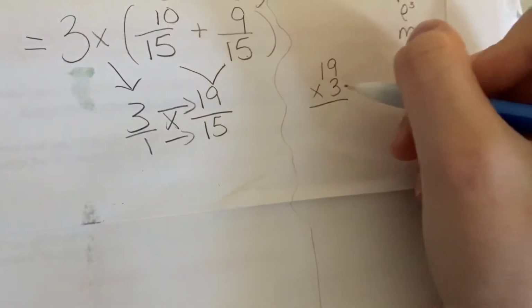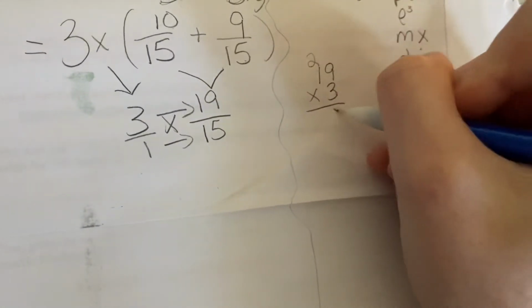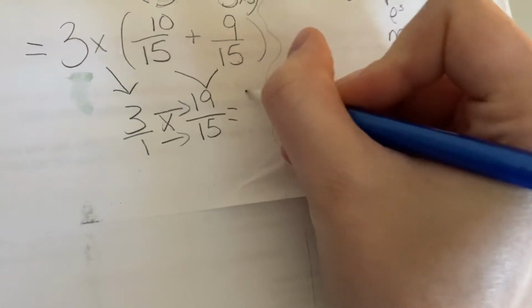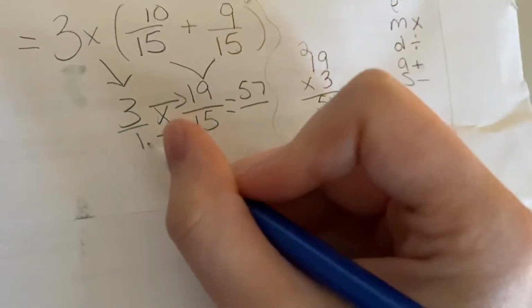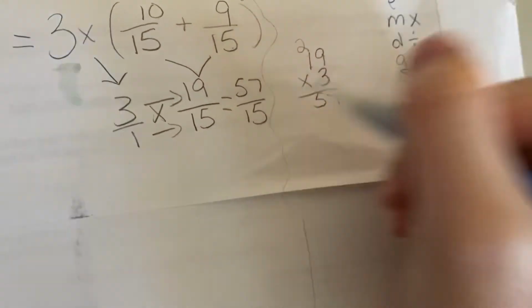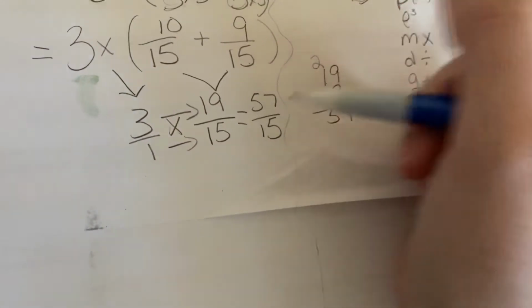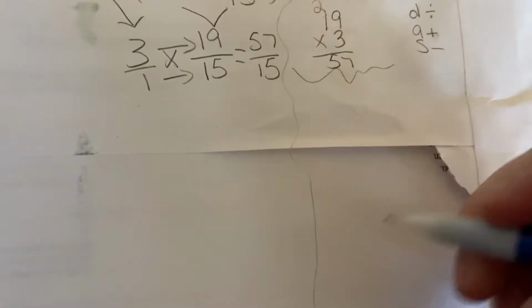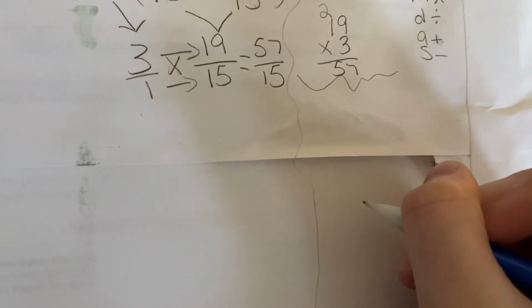19 times 3. 3 times 9 is 27. 3 times 1 is 3 plus 2 is 5. So this would be 57 over 1 times 5 is 15. But we can't leave it as an improper fraction, so we're going to have to divide it. Let's see, we have room down here. So we're going to do 57.